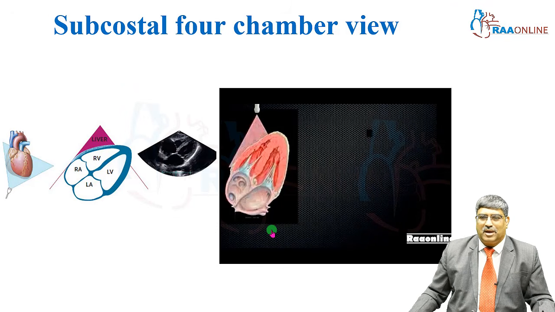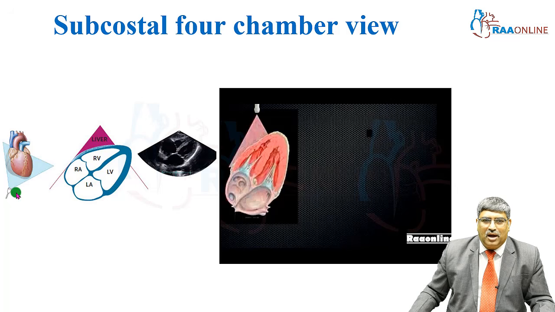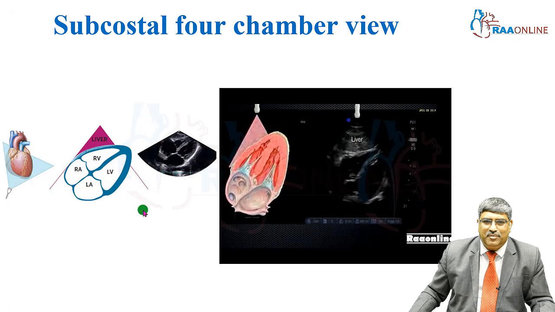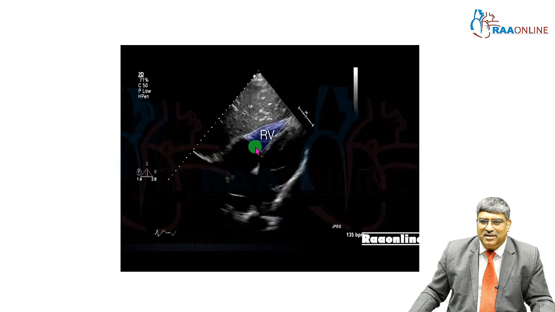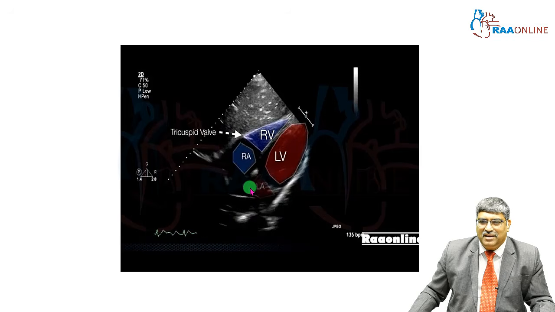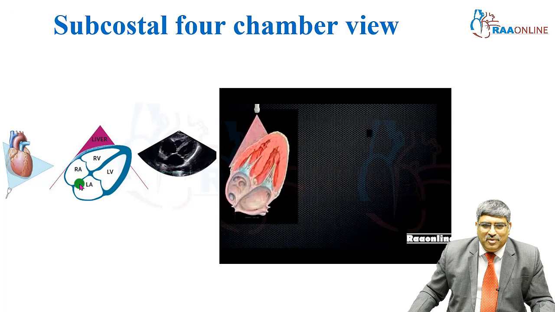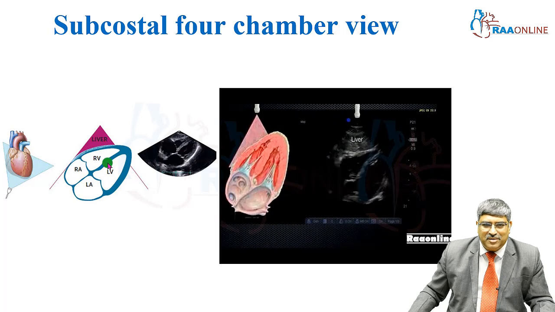Now coming to subcostal. Here you place the probe in the subcostal part and you cross the liver to examine the 4 chambers of the heart. Here you have the right ventricle, right atrium, left atrium and the left ventricle. Here you can see this is the right ventricle, the tricuspid valve, right atrium, and here you have the left ventricle and the left atrium. In this view, you can even look at the interatrial septum and the interventricular septum along with the 4 chambers of the heart.